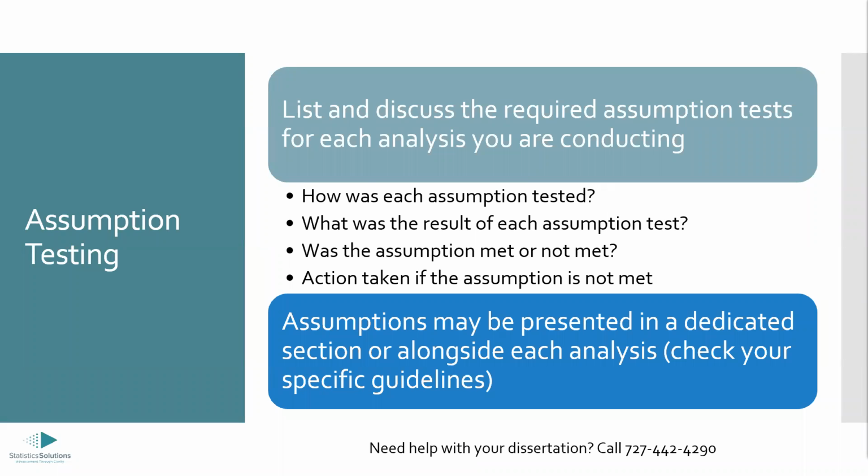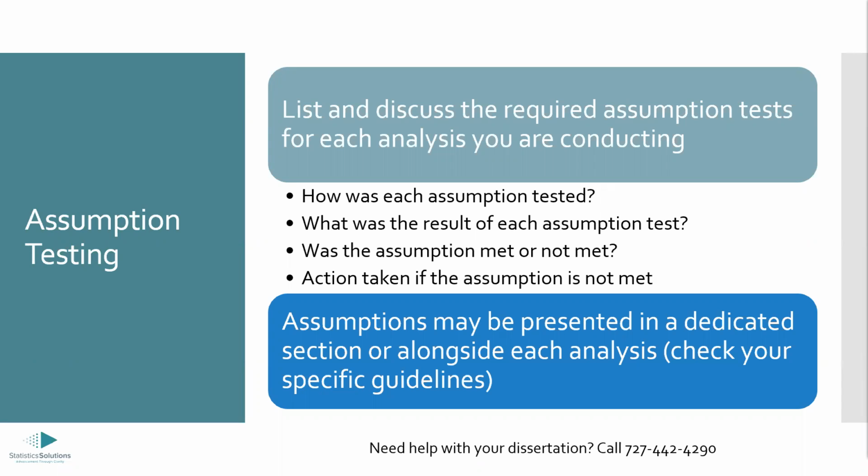Are you going to use something like a Shapiro-Wilk test, or are you going to do a visual test like a histogram or a PP plot? Or are you going to look at things like skewness and kurtosis values? Or are you going to use a combination of those methods to assess normality? So you want to say how you're testing each assumption.